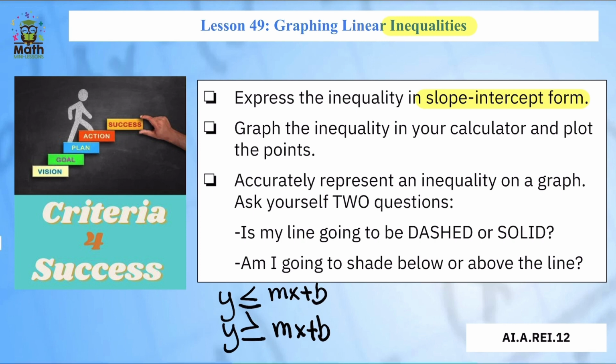Second thing we're going to do is graph the inequality. We're going to learn how to do that with our calculator as well as plot the points, and then accurately represent the inequality on the graph, because we do have to transfer the inequality from our graphing calculators onto our graph paper. And there are two important questions we're going to ask ourselves. Is the line going to be dashed or solid? Here's a little hint. It has to do with whether or not it is less than or equal to. And am I shading above or below the line?